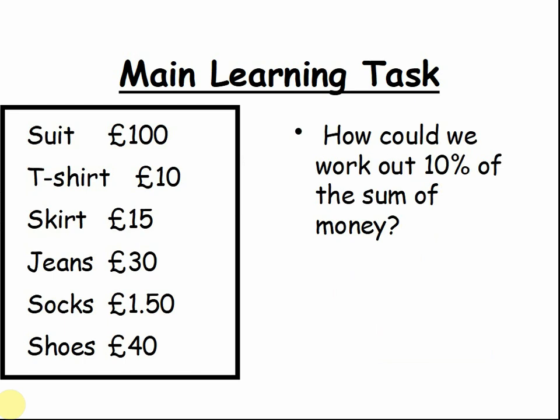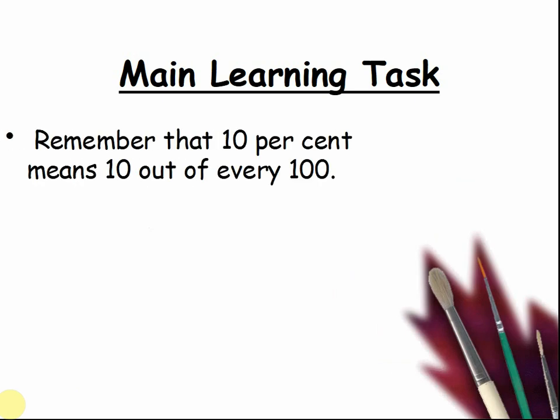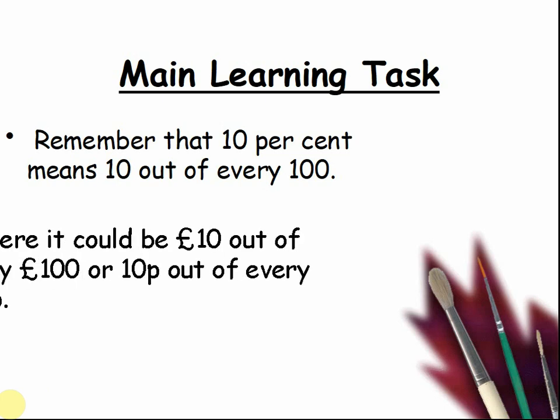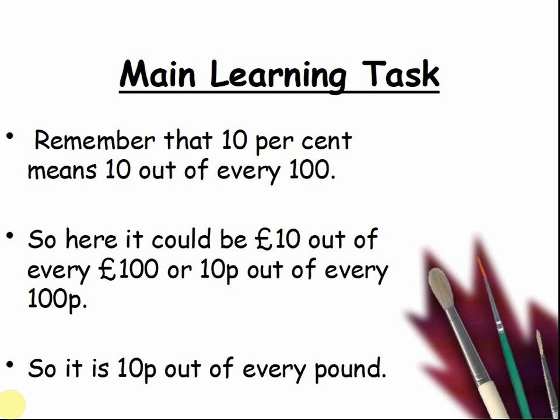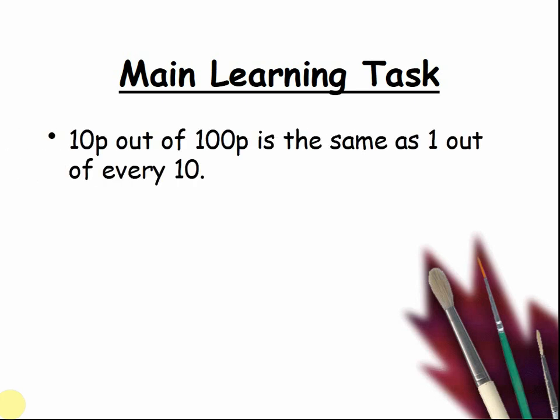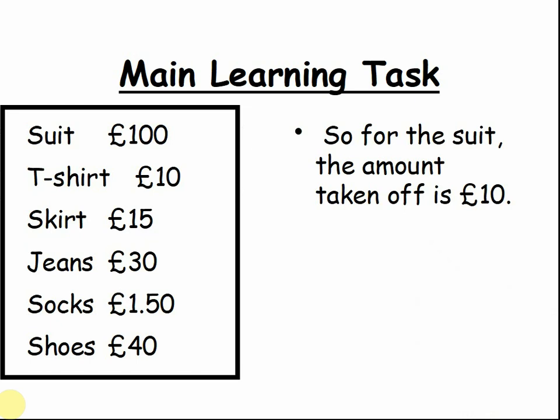10% equals 1/10. Remember that 10% means 10 out of every 100. So here it could be £10 out of every £100 or 10p out of every 100p. So 10p out of every pound. 10p out of 100p is the same as 1 out of every 10. This is called 1/10. So for the suit, the amount taken off is £10.